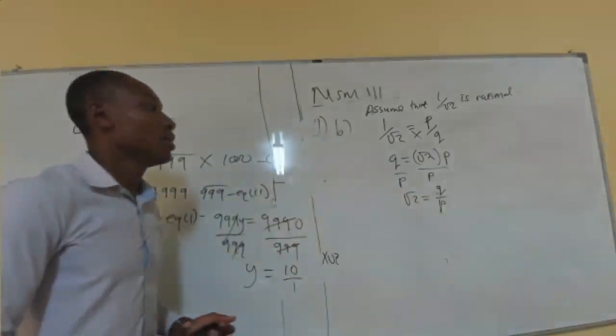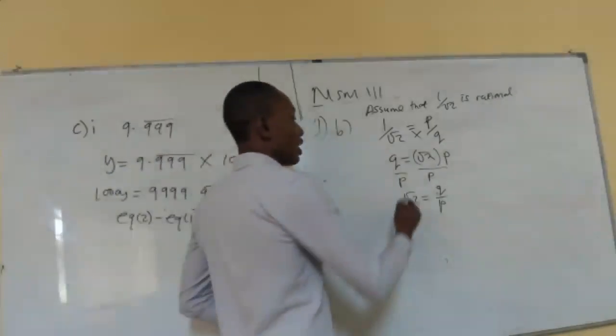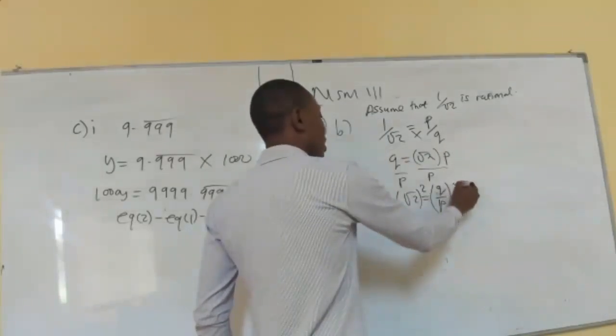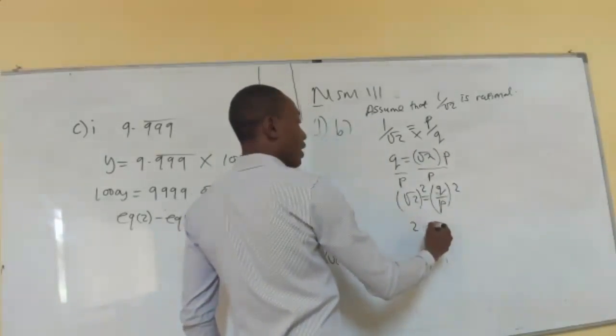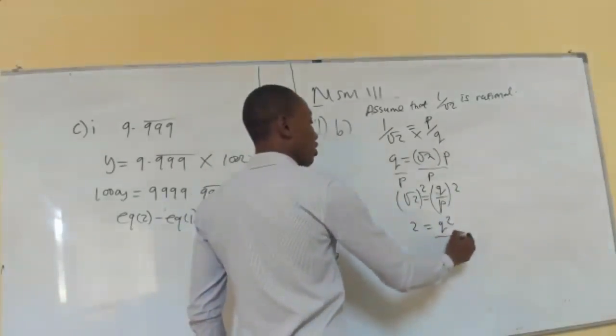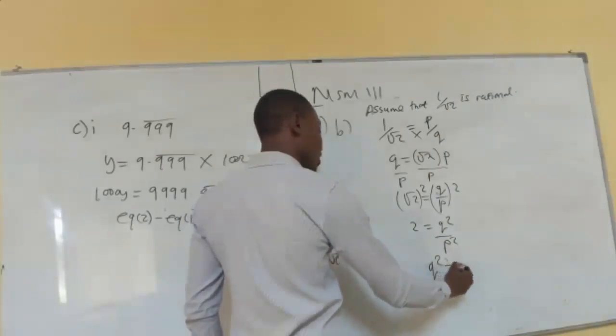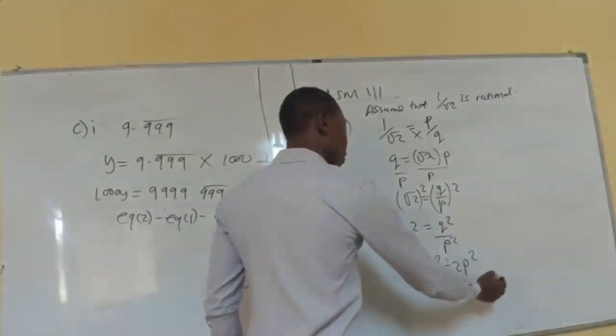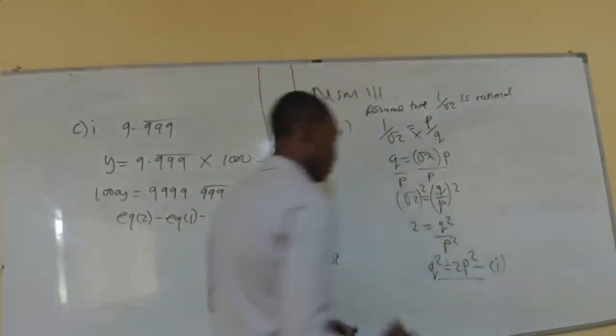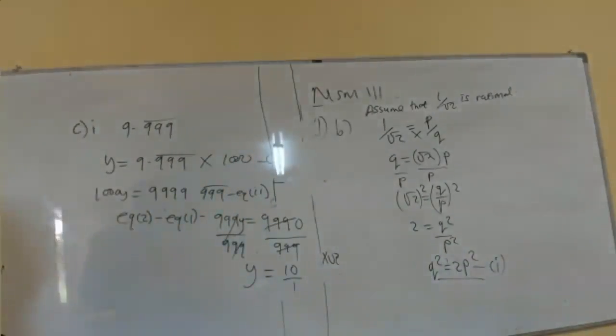So from here, what we're now going to do is we want to get rid of the root, so we square both sides, then we are going to have 2 is equal to Q squared over P squared. When we cross multiply, you notice that Q squared is equal to 2P squared. So this is equation 1. Q squared is equal to 2P squared.